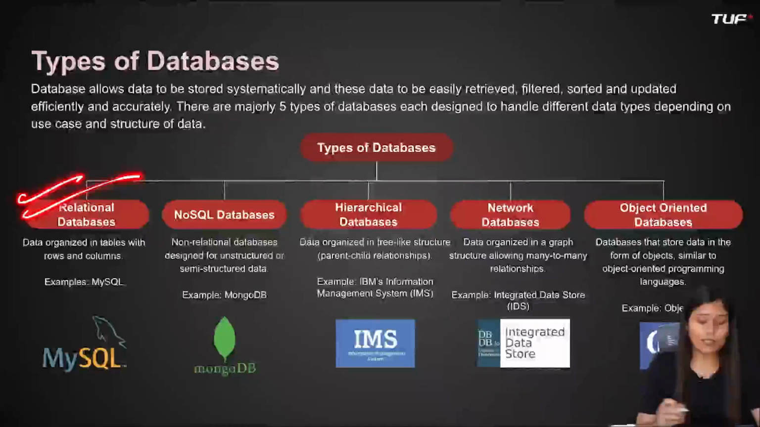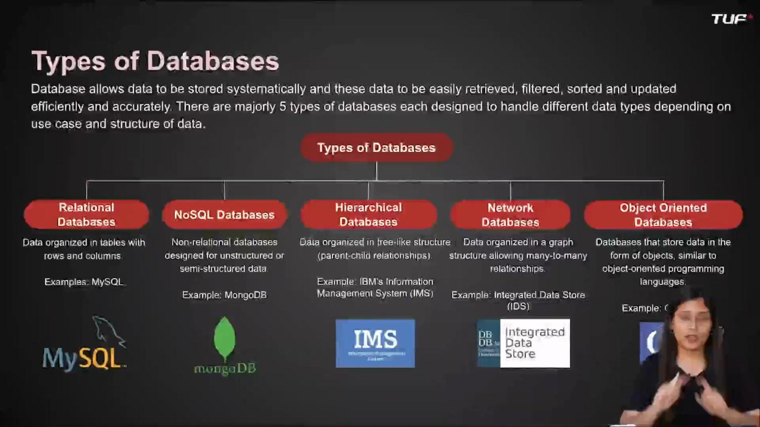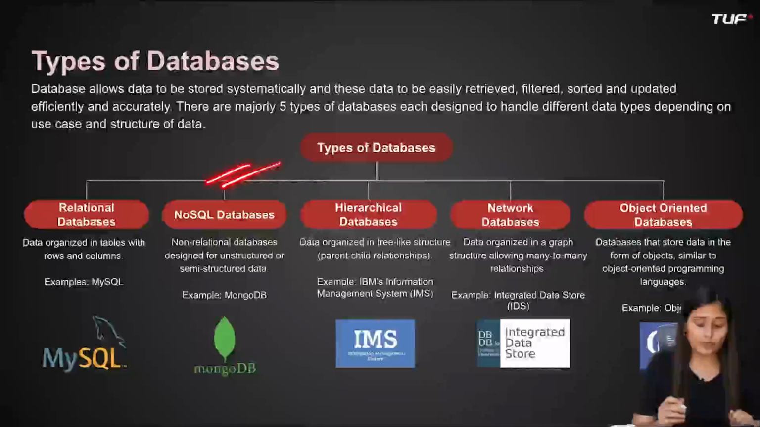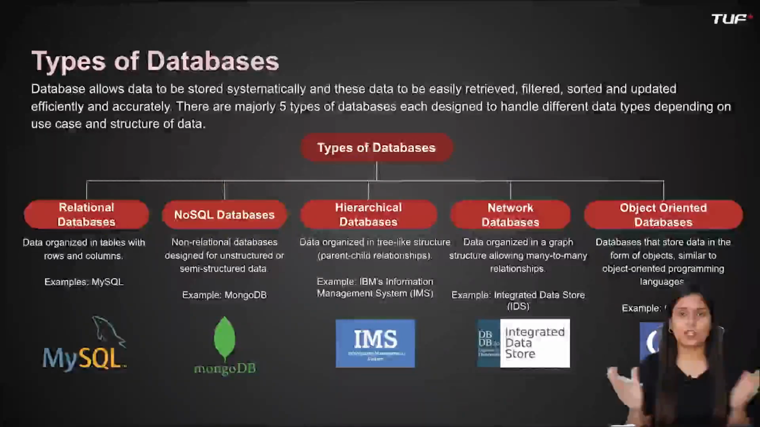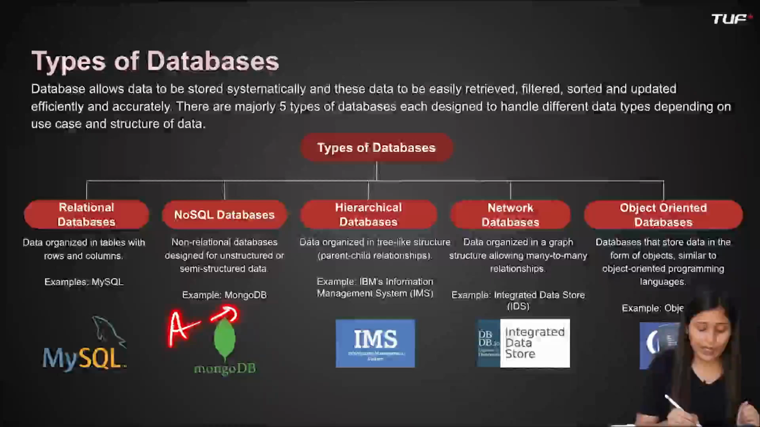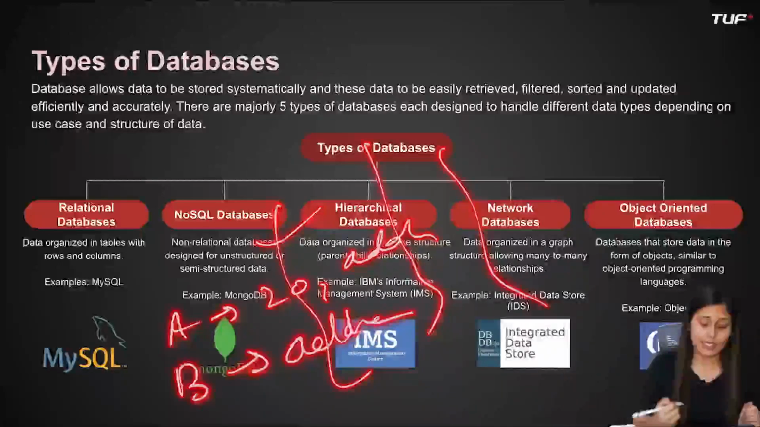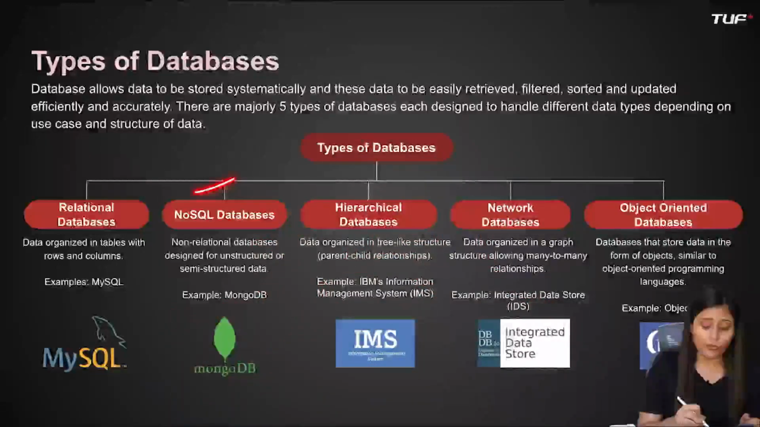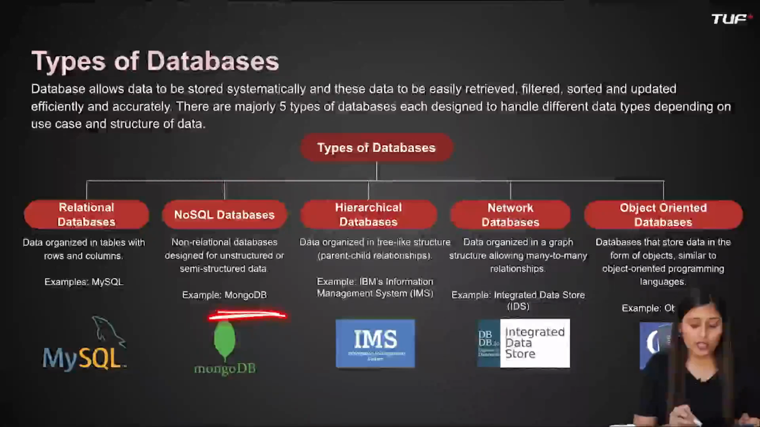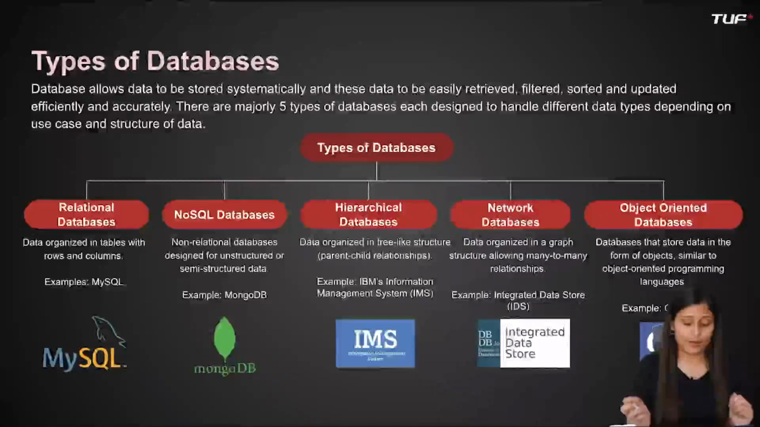So in relational database, we have a fixed number of columns. In case of NoSQL database, we don't have such fixed things. Like for A, it might happen it has age and it has address. For B, it might happen it has Aadhaar number. So here the number of columns is not fixed. Even structures are not fixed. So we go for NoSQL database, where MongoDB is the example of NoSQL database.